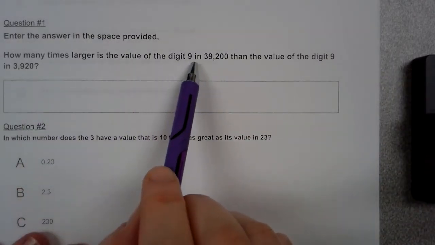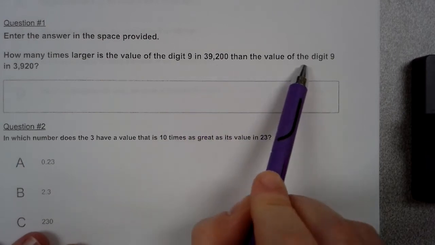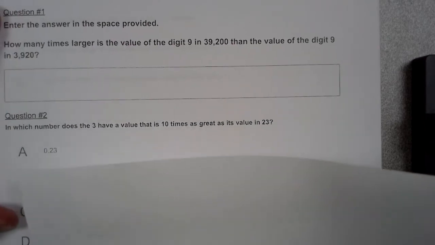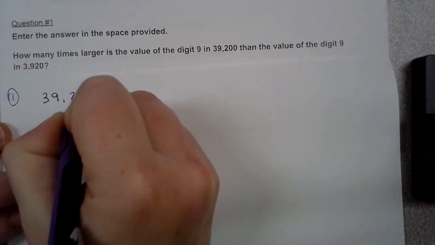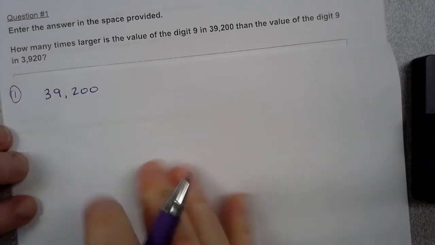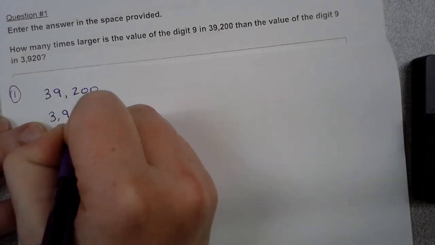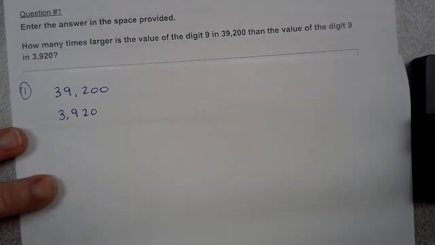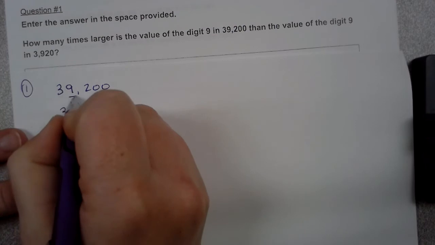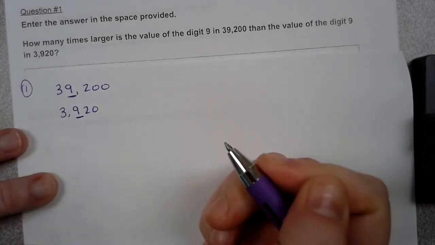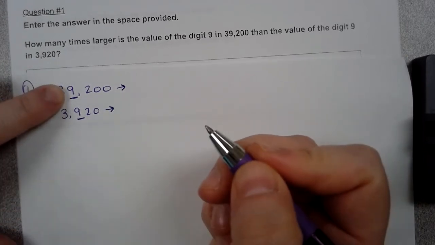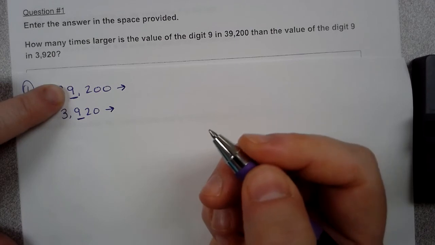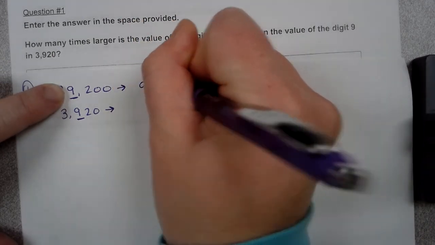Okay, enter the answer into the space provided. How many times larger is the value of the 9 in 39,200 than the value of the 9 in 3,920? So, your best thing to do for number 1, let's write the numbers out. 39,200. And then we have 3,920. Now, what you're going to do, underline the 9s, because that's what we're looking for. I have a 9 here and a 9 here. What is the value of this 9? It's in the thousands place. Okay? So that means it's worth 9,000.